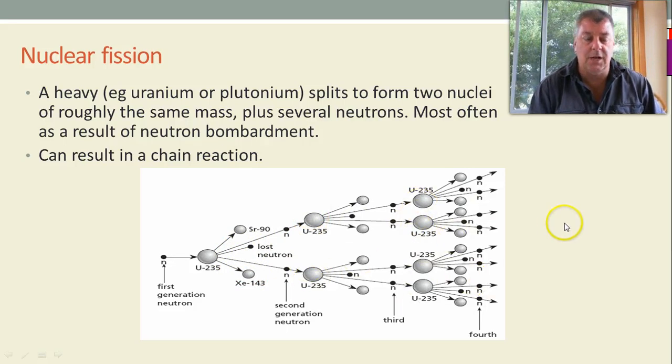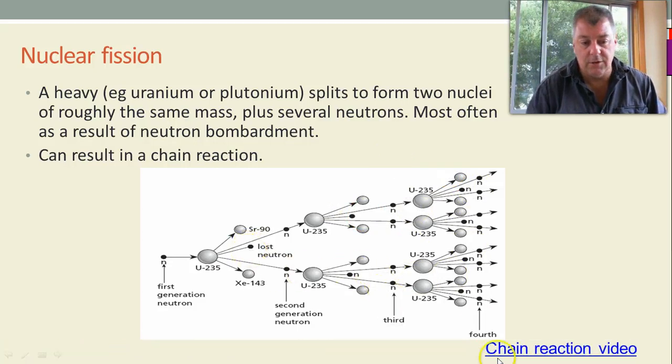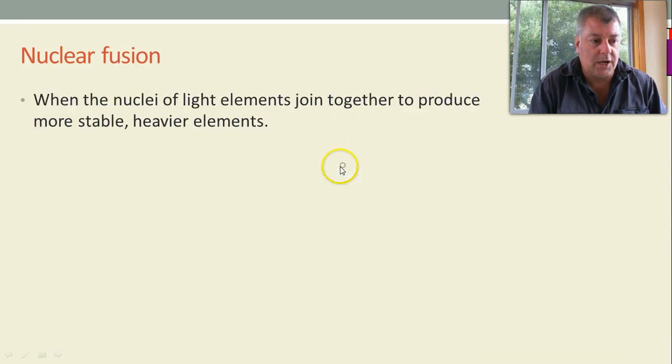And this is a chain reaction, because you're getting a bundle of energy there, you're getting twice as much energy there, you're getting 4 times as much energy there. Suddenly you get a massive amount of energy being released. Now there's a video on your OneNote that shows you just a modelling of a chain reaction, so how fast it can happen. Now that's fission.